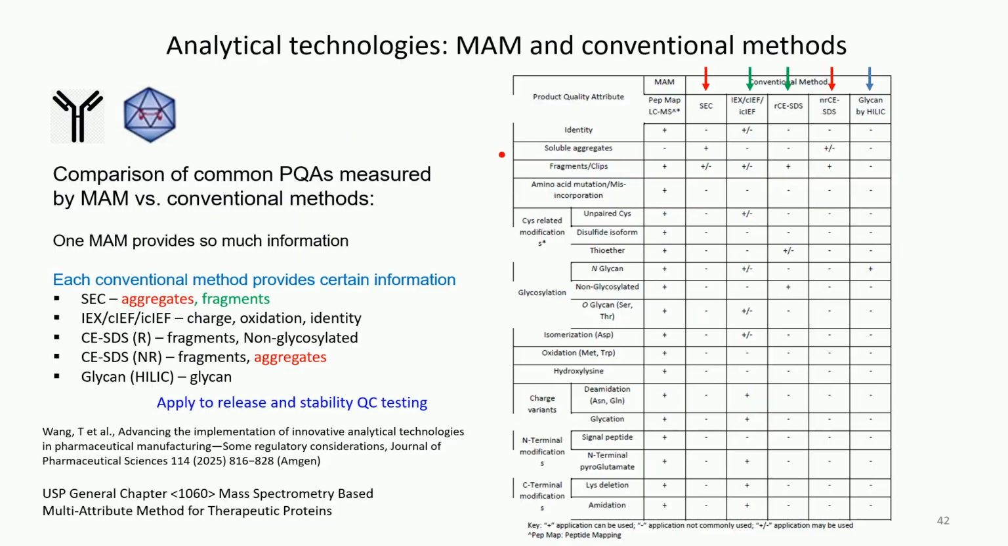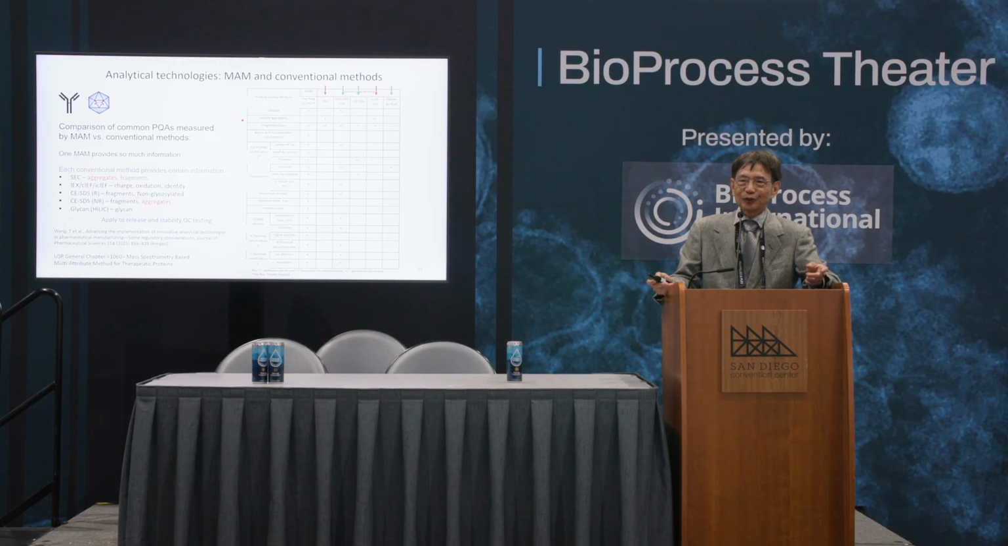And then MAM is trying to replace the conventional method. It's not there yet, but it's going there. So basically, with MAM, they can get a lot of information. They can see charge and also get the fragmentation. You can get glycan structure, especially glycan structure is very powerful. But one thing they cannot do is aggregation. So you still have to do size exclusion to do aggregation. Other than that, they can replace all these methods.